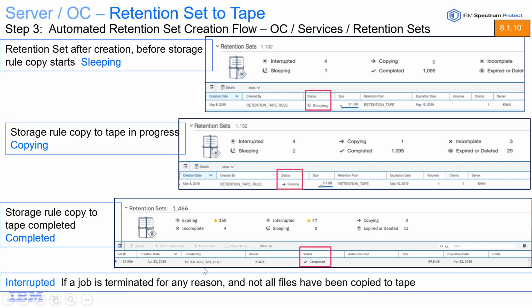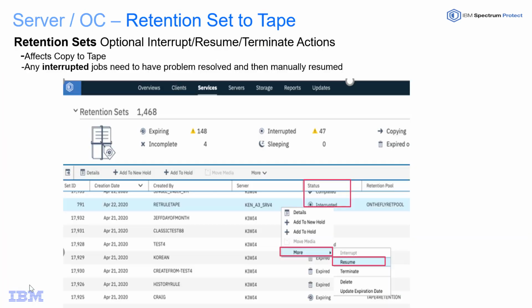There are some other statuses you can see. One of these is interrupted. So if a copy out to tape was interrupted for any reason and those files were not completely copied out to tape, here you can see that case right here. We can see that this ret rule tape was interrupted. Once you've taken care of whatever problem caused that interruption, maybe not enough tapes, or maybe the tape drive went offline, you'll need to go in and manually resume the copy out to tape. So if you right click on that and click on more and click on resume, that copy to tape will resume.